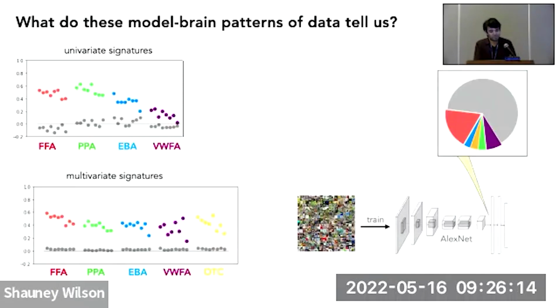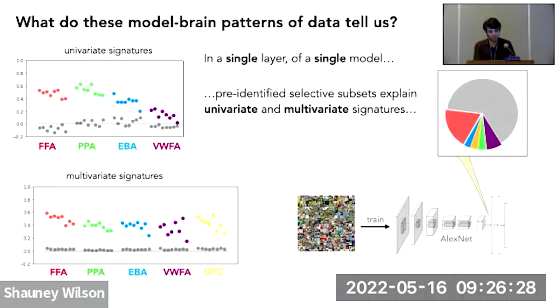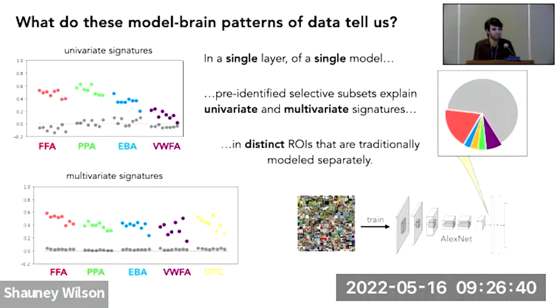So what do these patterns of data tell us? On one hand, there's room to go for sure to reach the noise ceiling in all cases. This is definitely not a perfect model. But on the other hand, what we've shown here is that in a single layer of a single model, we can pre-identify selective subsets of units using an independent localizer procedure that explain both univariate and multivariate signatures of really distinct regions that are traditionally thought of and modeled separately.